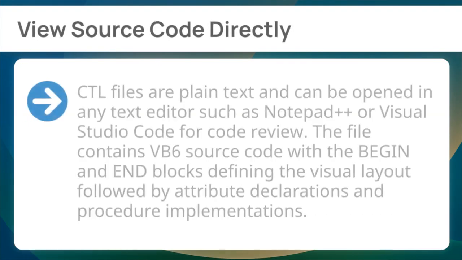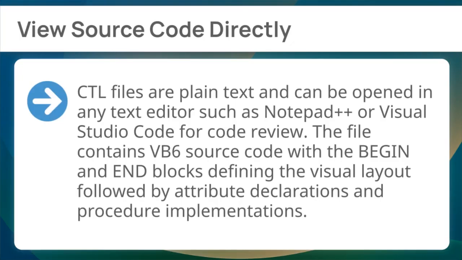Next, view source code directly. CTL files are plain text and can be opened in any text editor, such as Notepad++ or Visual Studio Code, for code review. The file contains VB6 source code with the begin and end blocks, defining the visual layout, followed by attribute declarations and procedure implementations.